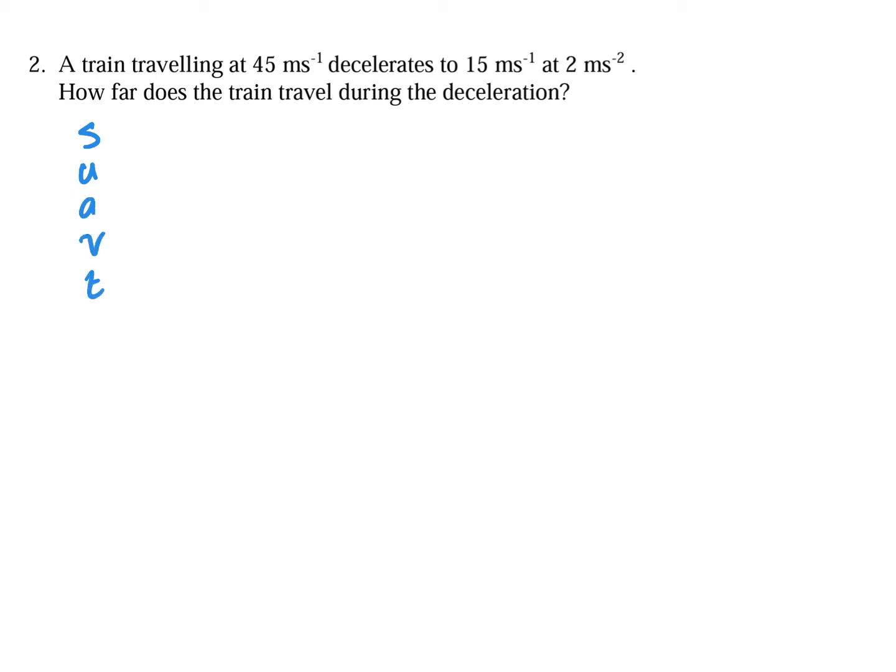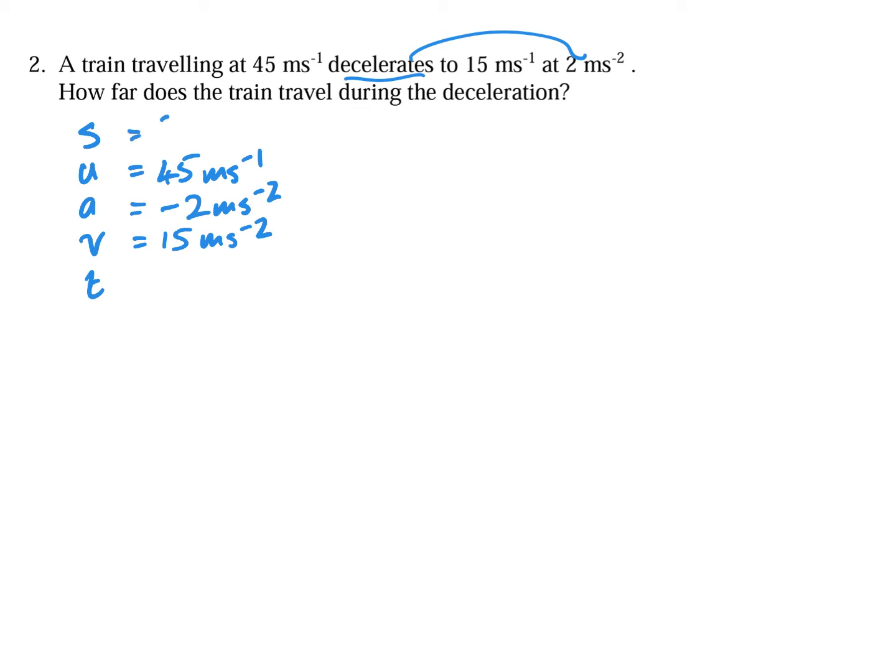So what do we know? The train is travelling at 45 metres per second at the start of the motion that we're interested in. It decelerates to 15 metres per second. So its final velocity is 15. But watch, this word decelerates goes with that. So the acceleration isn't 2, because that would increase the velocity each second. We can see here the velocity is going from 45 down to 15. So we use the decelerate bit to get that's minus 2.